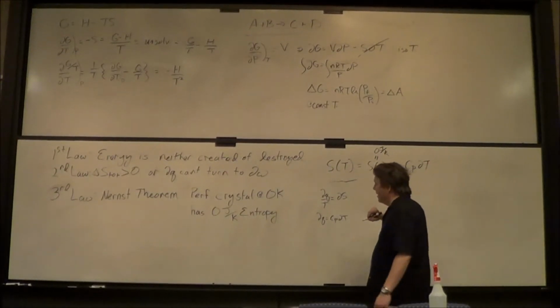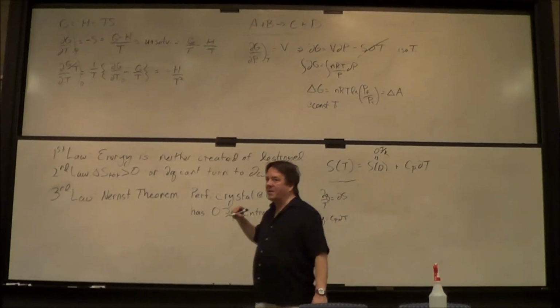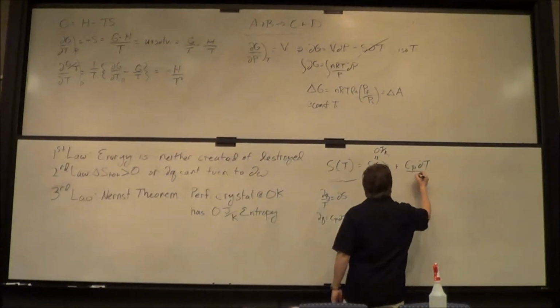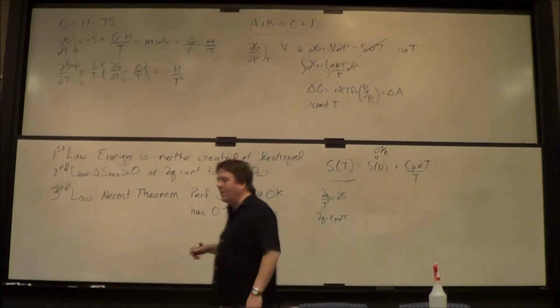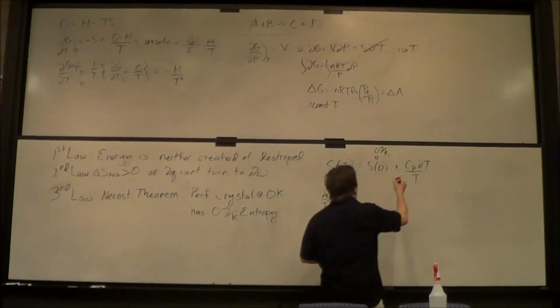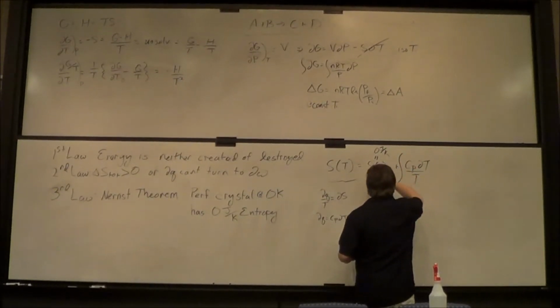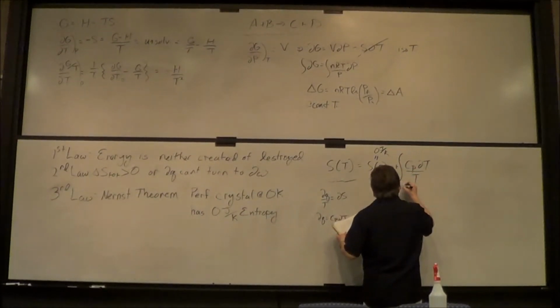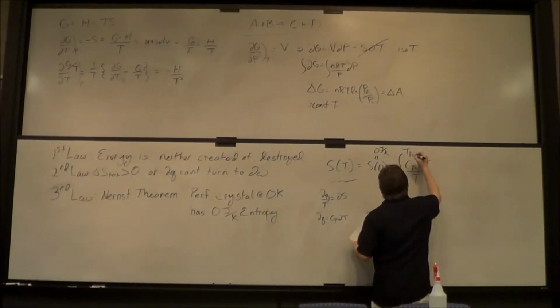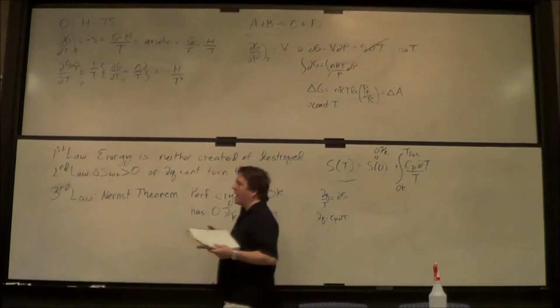Is that right? Am I missing something? Over T. Over T, that's right. And we're going to get a natural log, but anyway, again, this is data easily taken, and we're going to, of course, integrate that. This is 0, so it doesn't matter. 0 K to... okay, so IUPAC, again, I'm a big IUPAC fan.